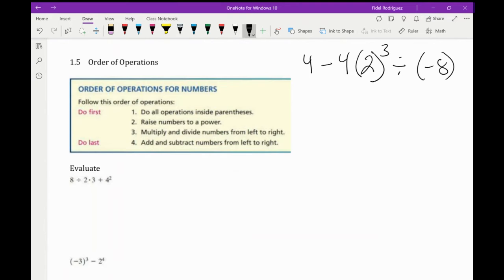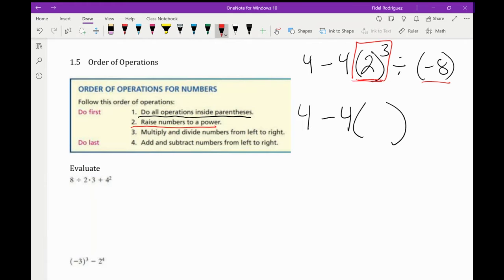of operations. Okay. So number 1 says, let's do all operations inside the parentheses. So the first thing I want y'all to notice is I have 2 sets of parentheses. I have this 2 and I have this -8. But inside those parentheses, I'm not doing anything with my 2 and I'm not doing anything with my -8. So I'm going to go straight to number 2, which says raise numbers to a power. So this is the part that I'm going to do first, okay? So I'm going to write this as 4 minus 4. I'm going to leave my parentheses here.